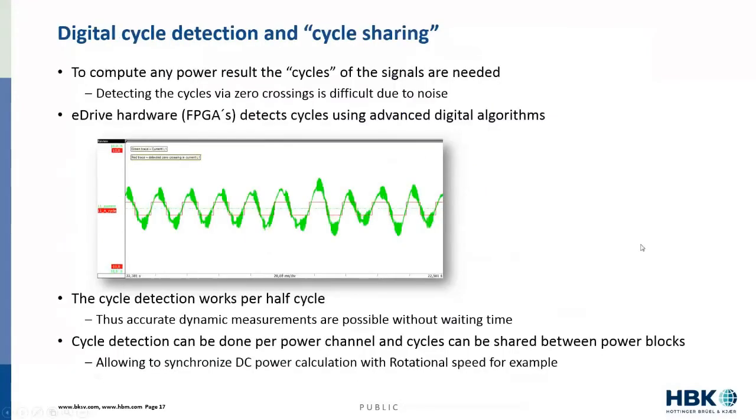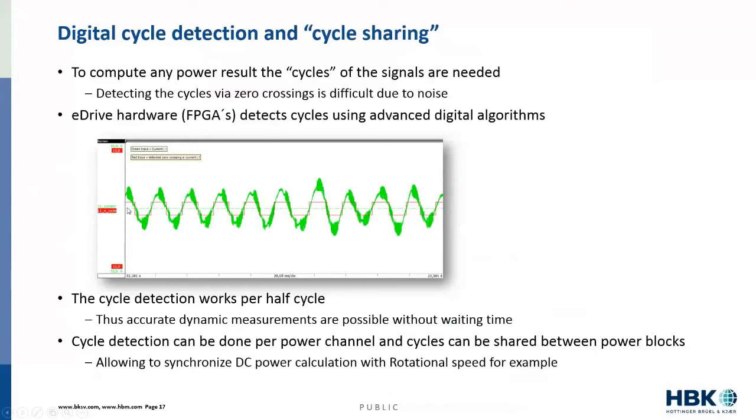There are 2 key properties of our system that make it unique, and the first is digital cycle detection. Rather than using an analog PLL to synchronize up and determine our power calculations, we actually do a digital cycle detection on the input signals. What that means is that as soon as those input signals change, we don't have a waiting time. We instantly see that change and can dynamically tell you how the system is responding.